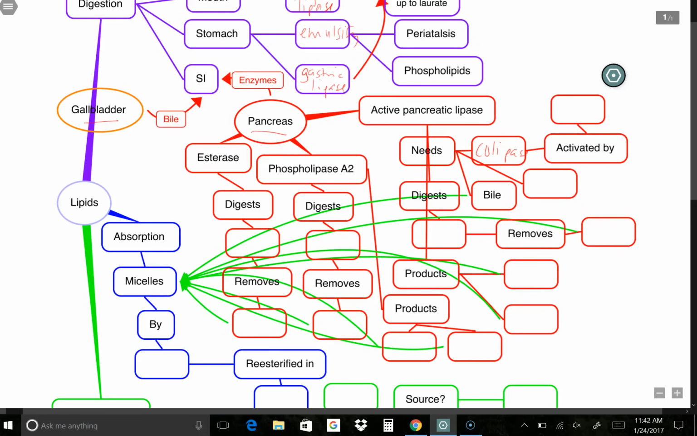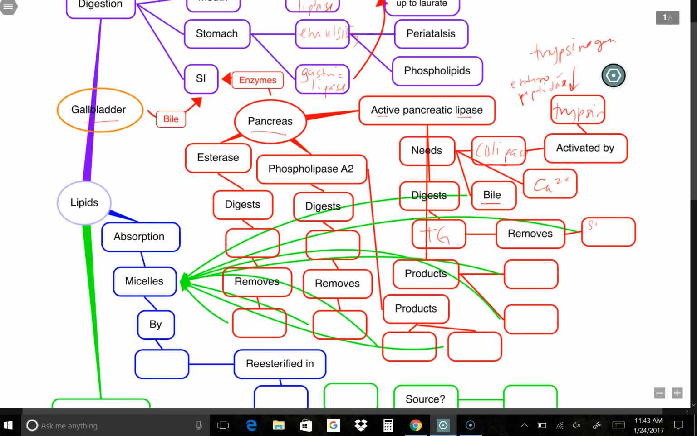Colipase is going to be activated by trypsin. You remember that trypsin was not active either. It was secreted as trypsinogen that was activated to trypsin through the activity of enteropeptidase, the brush border enzyme. And that's just review from our protein section. So our pancreatic lipase, in order for it to become active, we need colipase, we need bile, and we need the cofactor of calcium.